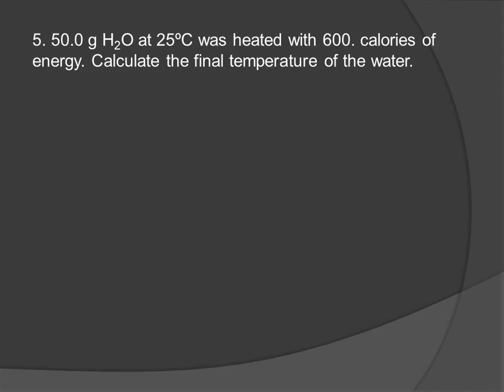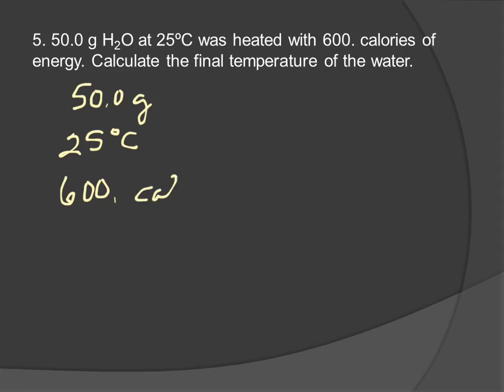Okay, number 5. 50 grams of water at 25 degrees Celsius was heated with 600 calories of energy. Calculate the final temperature of the water. We'll write out the numbers. 600 calories. Again, I added a decimal point there because if we're going to practice sig figs, then we have to use them correctly in our questions. So there's only 3 numbers in there. 50 grams, it's got to be the mass.